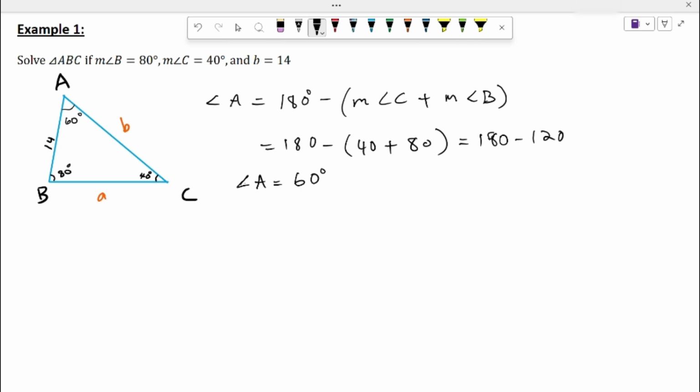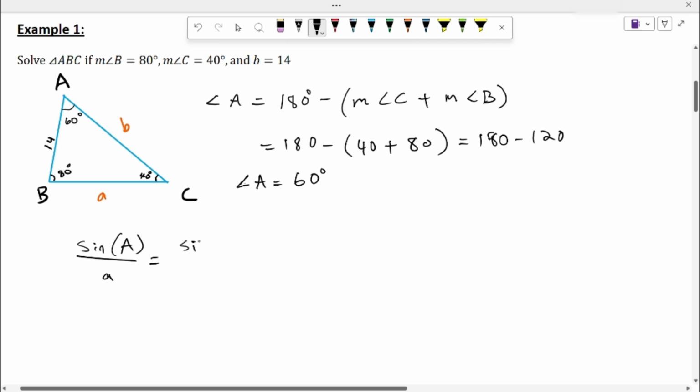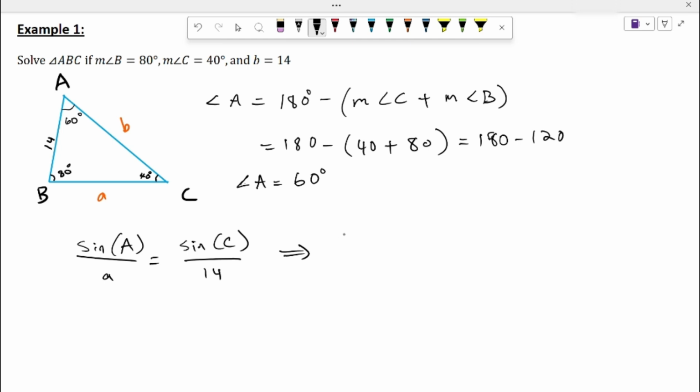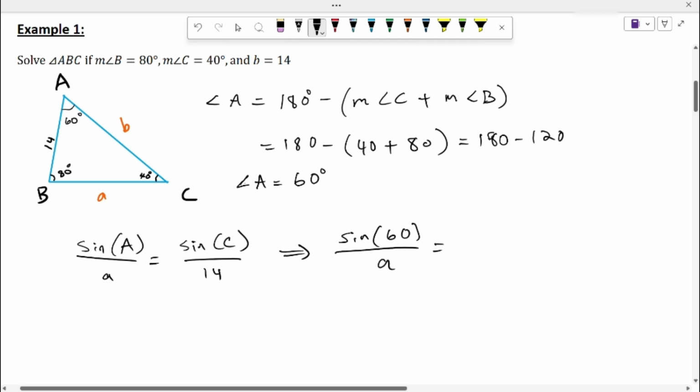So let's solve for the lowercase a. That would be side A. We can use law of sines and say sine of A over a equals sine of C over c. In this case, C is known along with the side. You have to use the known angle and its corresponding side. So 14. Now we can plug numbers in. We don't know A, but we know the angle. So this is sine of 60 over a equals sine 40 over 14.